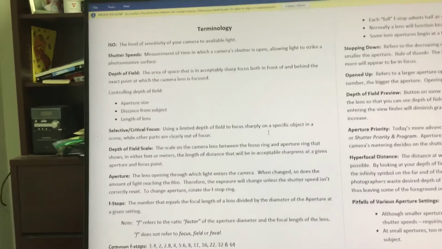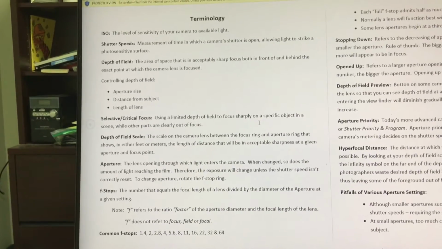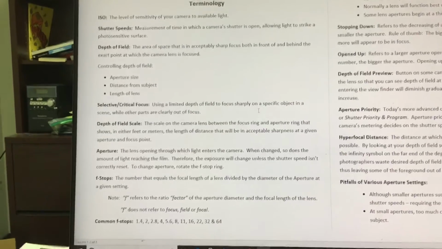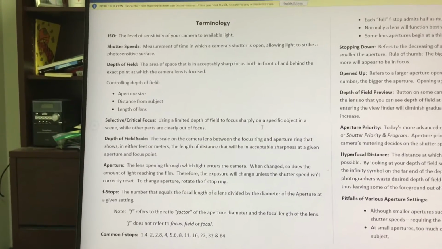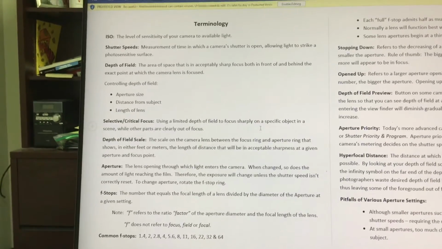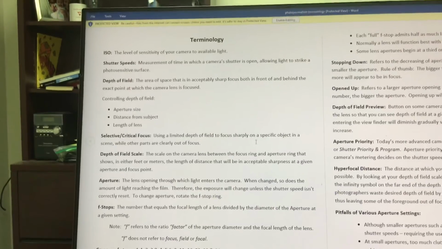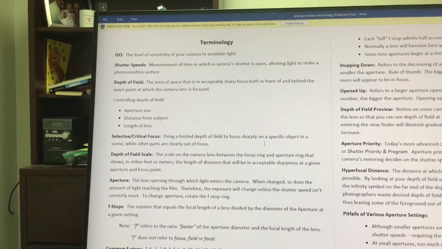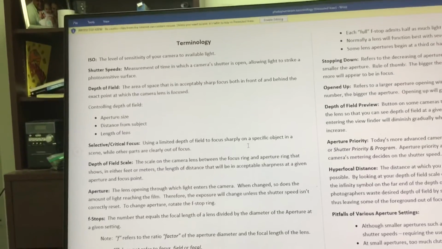Selective critical focus. Critical or selective focus is using a limited depth of field to focus sharply on a specific object in a scene. So the object of critical focus would be the thing in your photograph that's in focus when the background and foreground are out of focus. For example, if I was going to show you a flower and the flower was in sharp focus but the background is blurry, then your object of critical focus would be the flower.